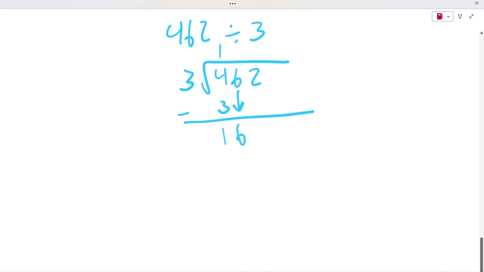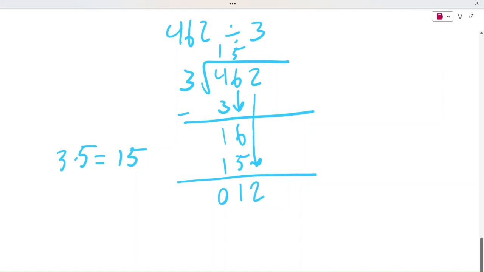Now we don't bring down the 2 because we have no need for it yet. We don't bring that 2 down just yet. So now we can say, how many times does 3 go into 16? We know 3 times 5 equals 15, so we can't fit any more 3s. It fits in 5 times. So put the 5 up top. 3 times 5 is 15. Now we subtract. 1 minus 1 is 0. 6 minus 5 is 1. And now we can bring down the 2.